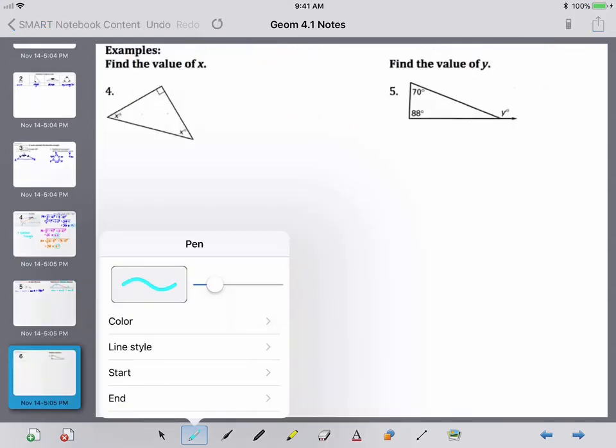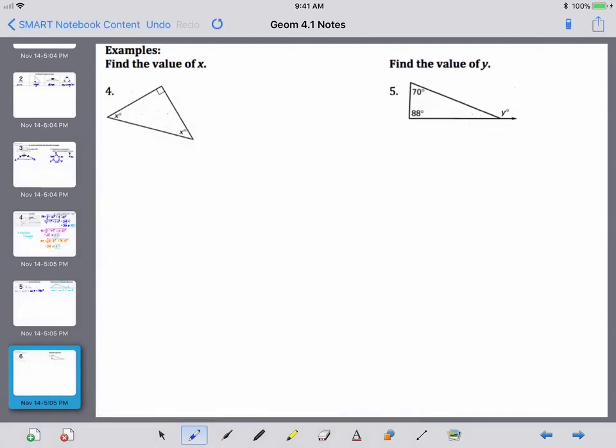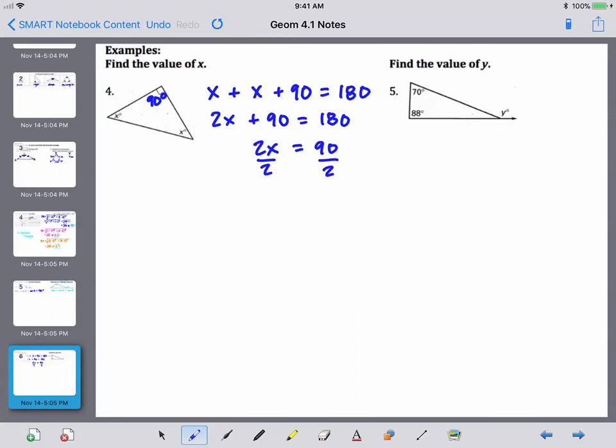Okay, so first of all, in example 4, we have all interior angles. Well, we know that symbol there means that this is a 90-degree angle. So what we can do is take all three interior angles, add them up, and set them equal to 180. If we simplify that, we get 2x plus 90 equals 180. So if we subtract 90 from both sides, we get 2x equals 90. And dividing by 2 would give us x equals 45.